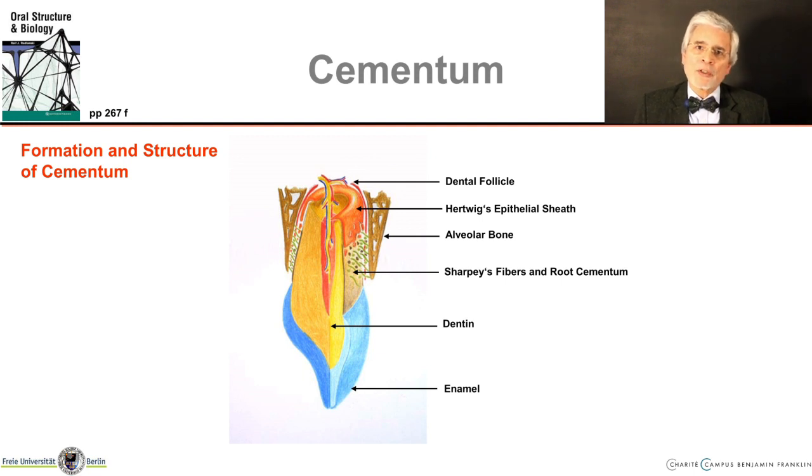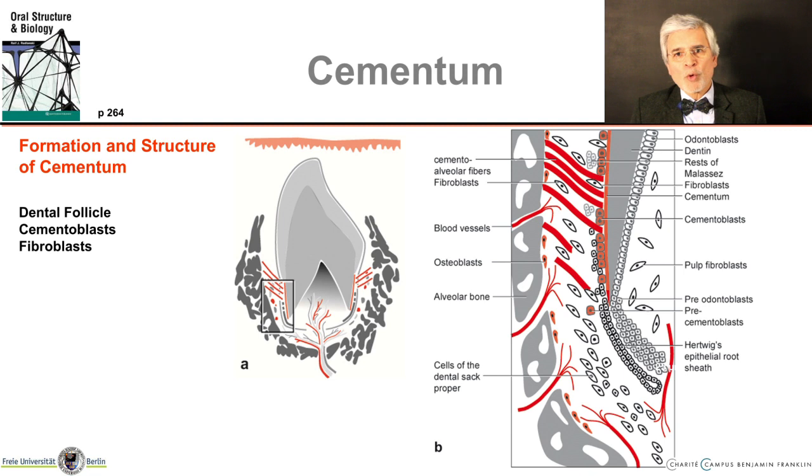We can see here that the formation of the root cementum is closely linked to the formation of the tooth root. I have illustrated this in more detail here in this diagram. At A, again the overview, so we are at the neck of the tooth, where the root has just started to form. And on the right, at B, you can now see all the details.